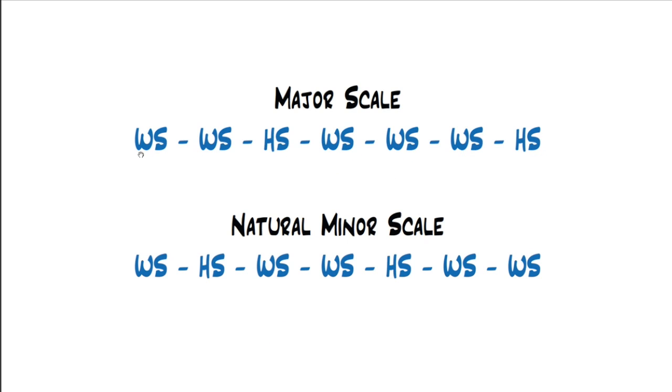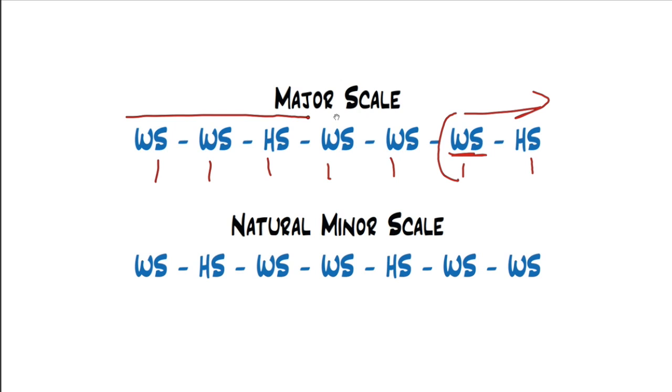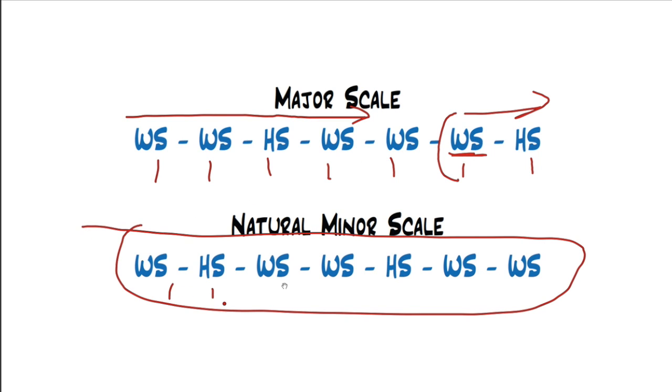So the major scale, you're starting from here and going in this sequence with the whole step, half step, etc. The natural minor scale is starting from right here. So the natural minor scale is whole step, half step, whole step, half step, whole step, whole step. So starting from here and going this way and then just through it, which you can see right here.